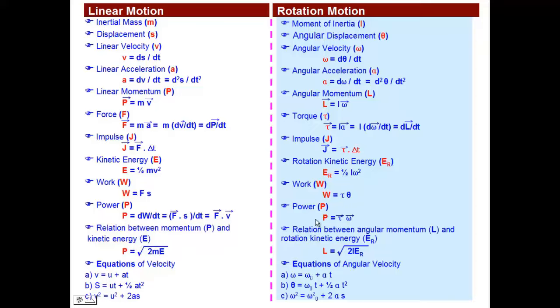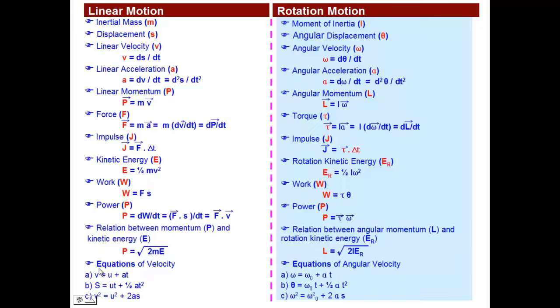Now next, rotation motion. Same as the relation between angular momentum L and rotational kinetic energy E_R: L equals the square root of 2 multiplied by I, the moment of inertia, and E_R, the rotational kinetic energy. So this is the relation between angular momentum L and rotational kinetic energy.